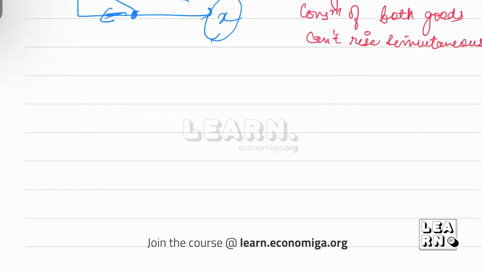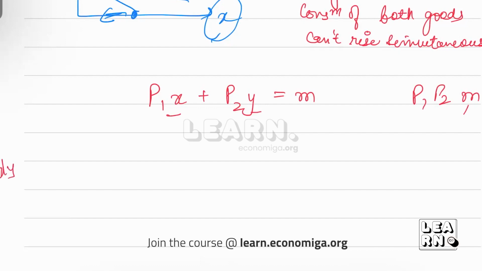Now, let's find out the slope mathematically. When you want to find the slope of a two variable function like that, what you do is totally differentiate. First of all, we know P1, P2, and M are constants. They will not change. They're given by the market. Your income is the same, your prices are the same. Only what is changing is X and Y. And we know that the slope is given by dy by dx. This is what we know.